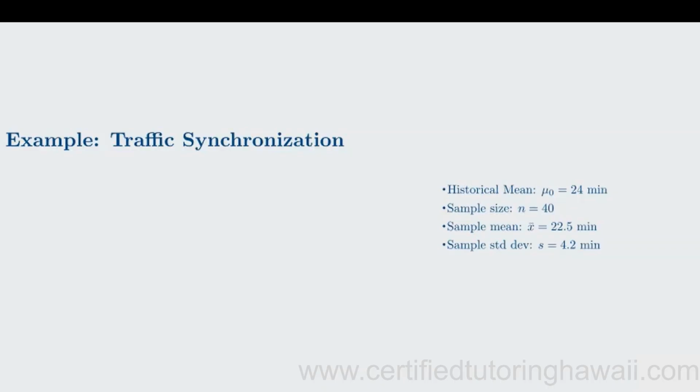First, we identify the method. We are looking at a single group, commutes under the new system, and comparing them to a historical value. Since we don't know the population standard deviation for all possible commutes under the new system, we use a one-sample t-test for a population mean.